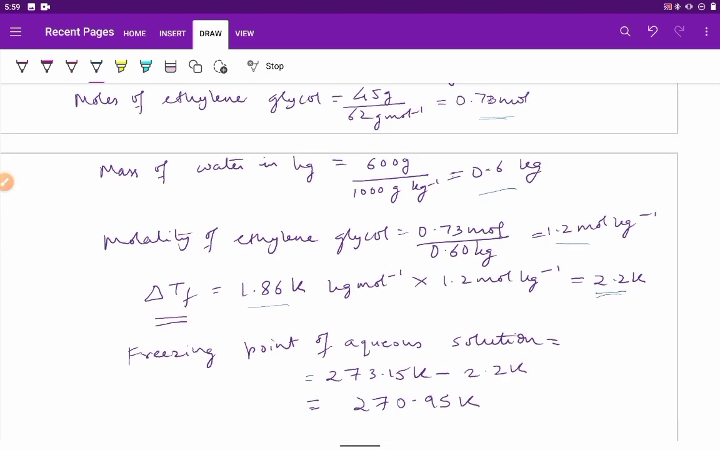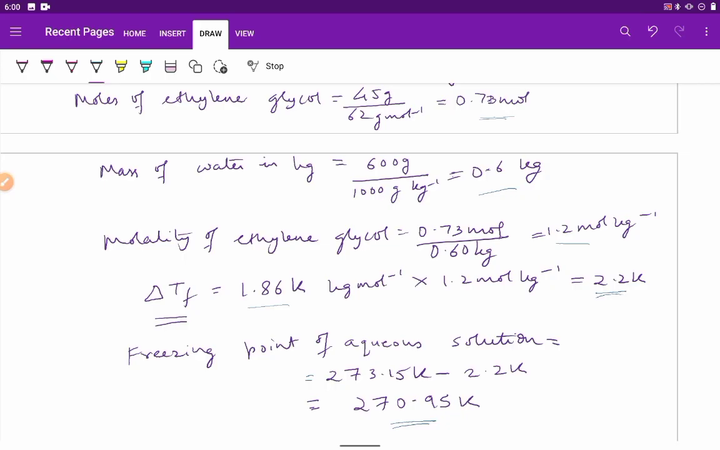Freezing point of the aqueous solution will be 273.15 K minus 2.2 K, that is 270.95 K. This is the final answer.